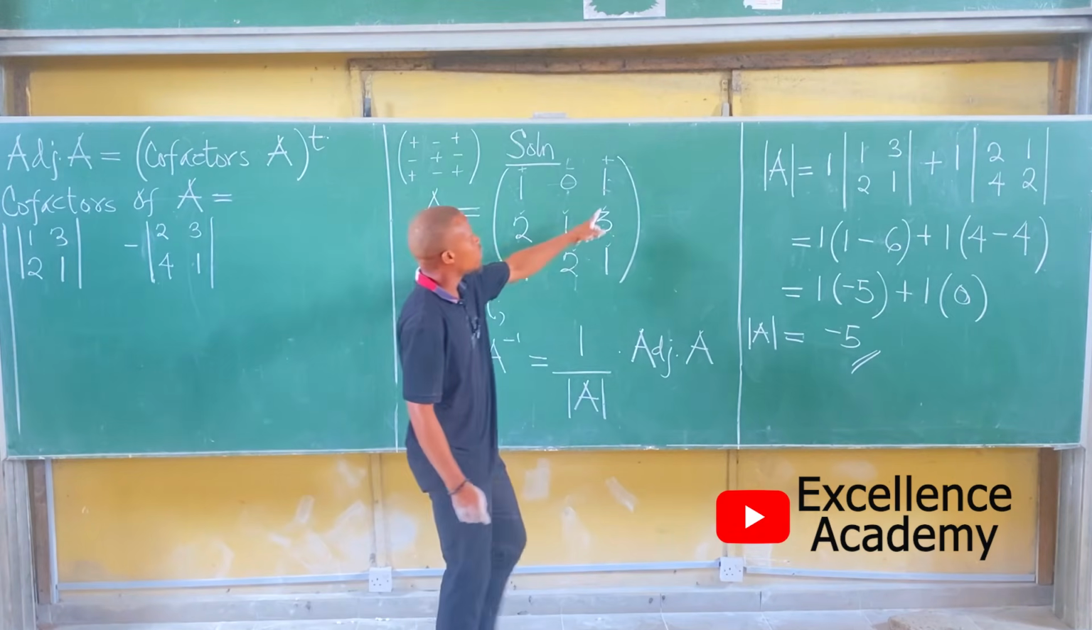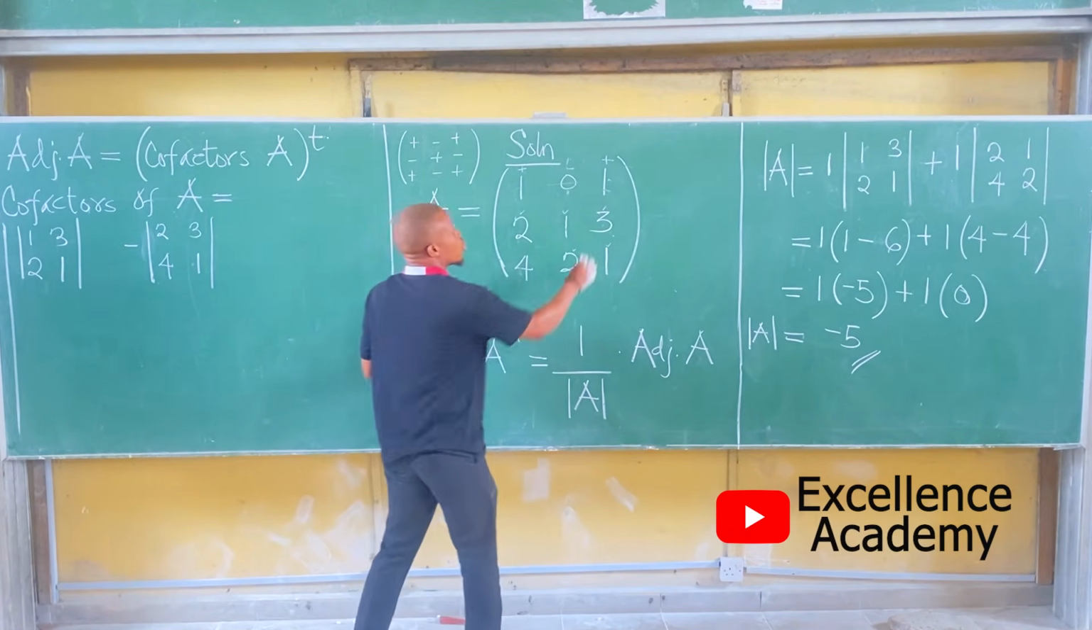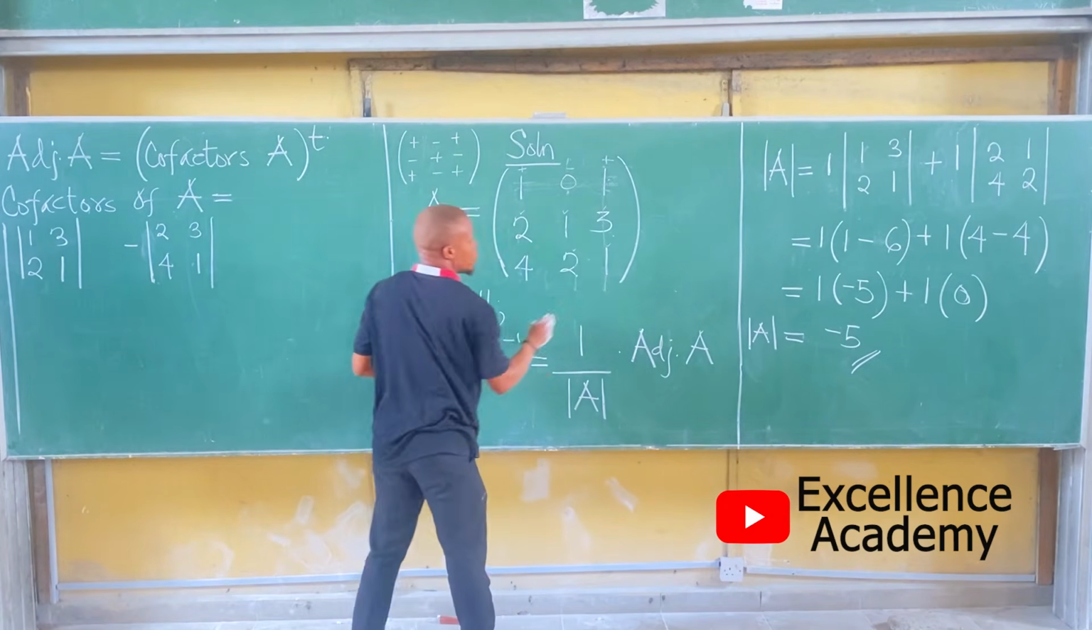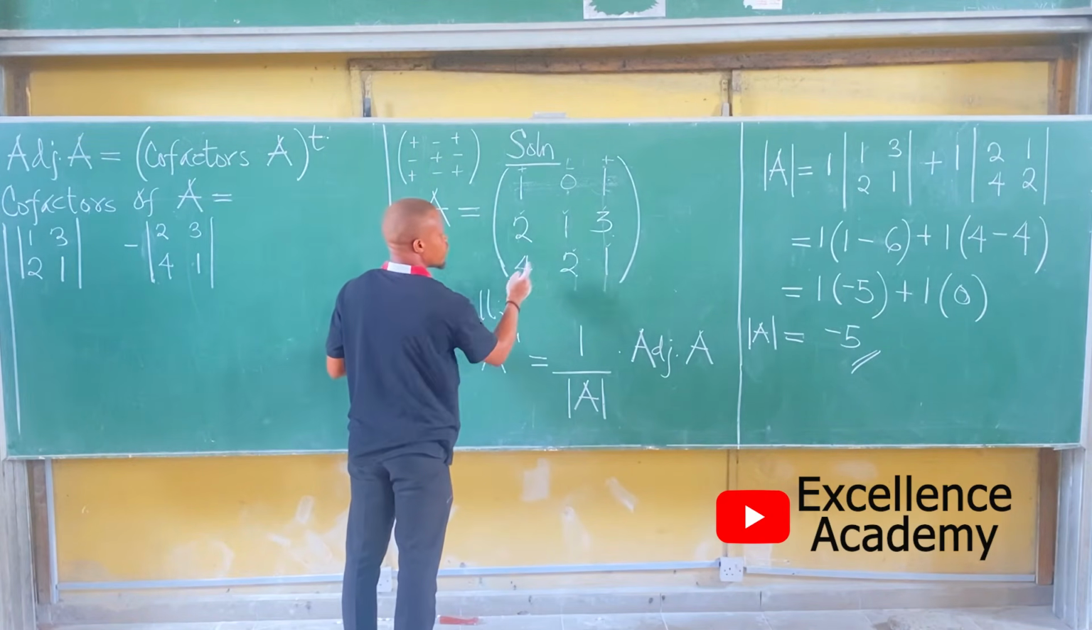Next up, I'm having a plus. Close the row and column. So I'm closing this and this. What is left? 2, 1, 4, and 2.